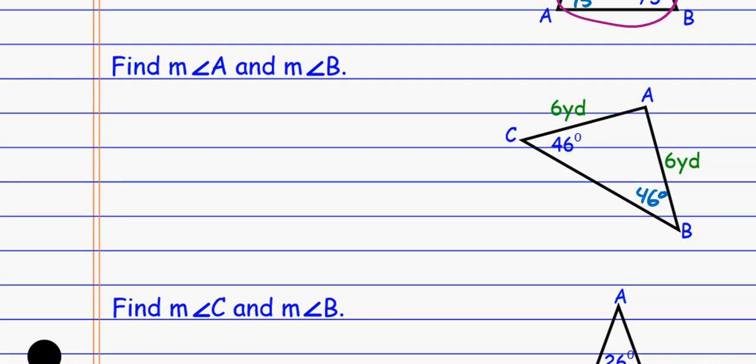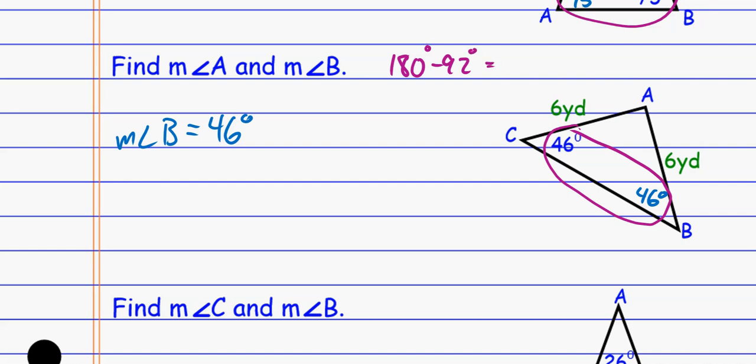And now from here, let's see, that was angle B. Now I can find angle A. Remember, the three angles inside a triangle add up to 180. These guys together give me 92 degrees. So I subtract and I get 88.